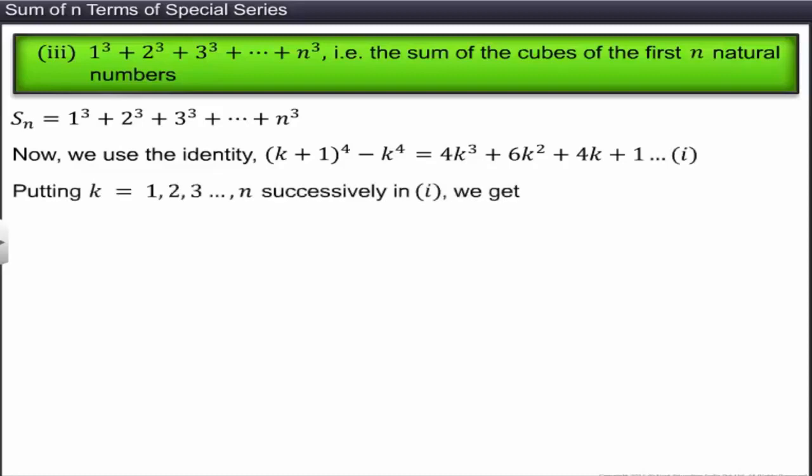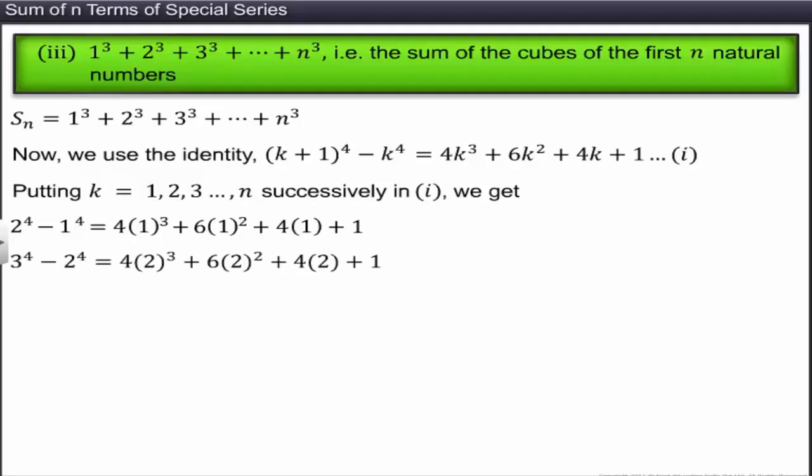Putting k is equal to 1, 2, 3, and so on, up to n successively in equation 1, we get 2 raised to the power of 4 minus 1 raised to the power of 4 is equal to 4 into 1 cube plus 6 into 1 square plus 4 into 1 plus 1. Also, 3 raised to the power of 4 minus 2 raised to the power of 4 is equal to 4 into 2 cube plus 6 into 2 square plus 4 into 2 plus 1. And 4 raised to the power of 4 minus 3 raised to the power of 4 is equal to 4 into 3 cube plus 6 into 3 square plus 4 into 3 plus 1. The subsequent terms can be obtained in a similar manner.